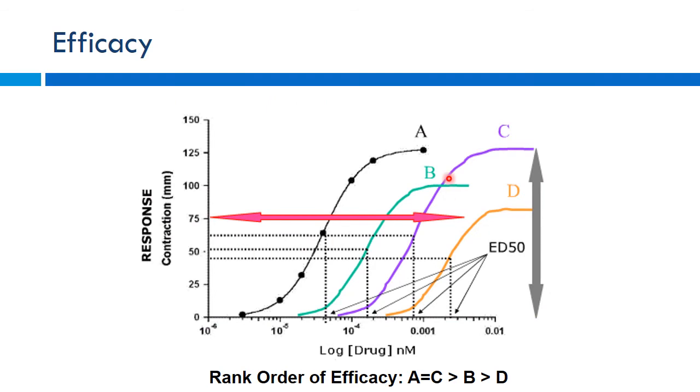All right, so I mentioned already, if you're looking at this curve again, in order of efficacy, you see that A and C are pretty much equal. In this case, B would be a little bit more efficacious than D.